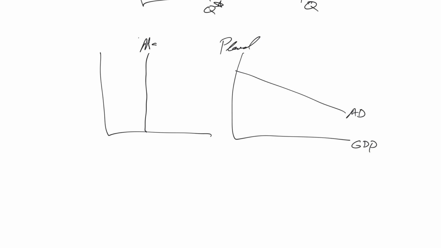Here we go. Money supply, money demand, interest rate here, and quantity of money there. Okay. So, let's say this is the price level. And the price level rises from P1 to P2.